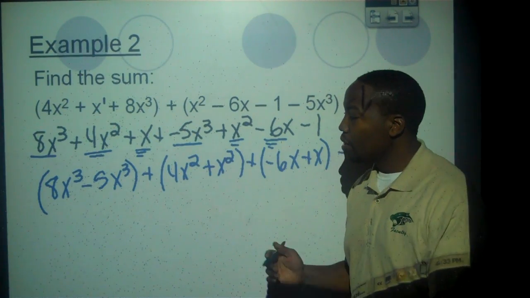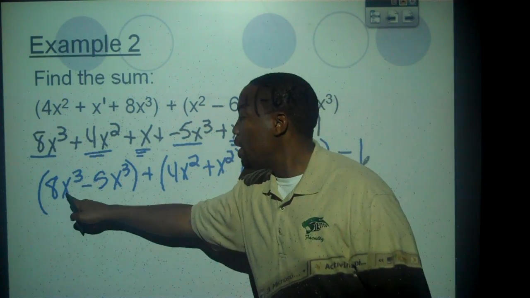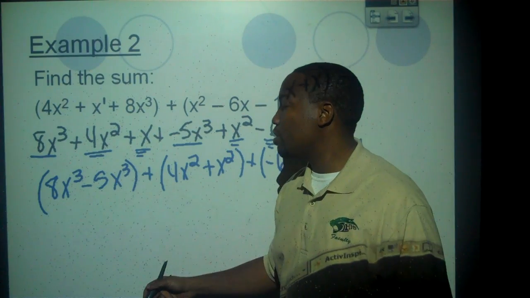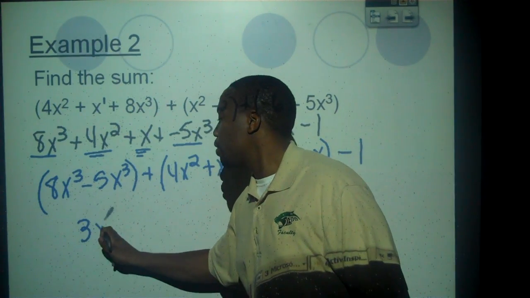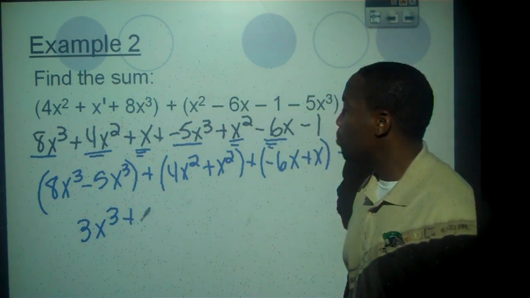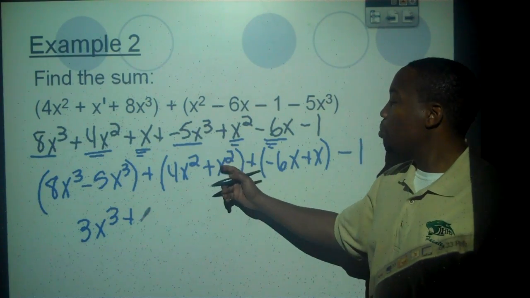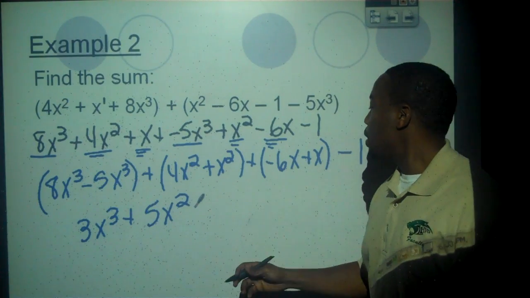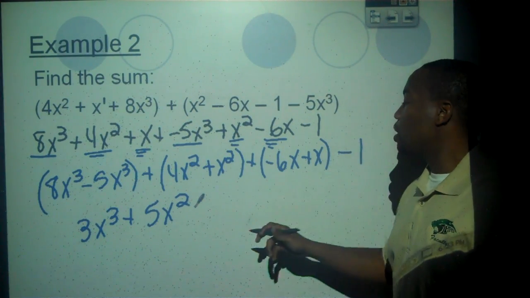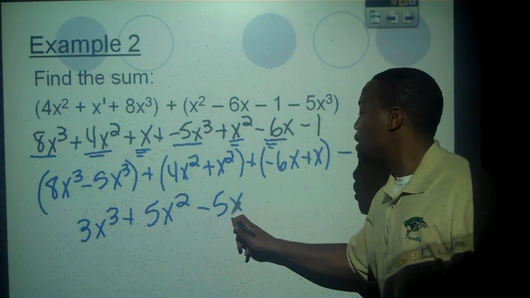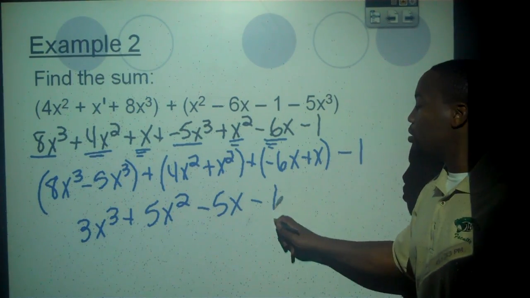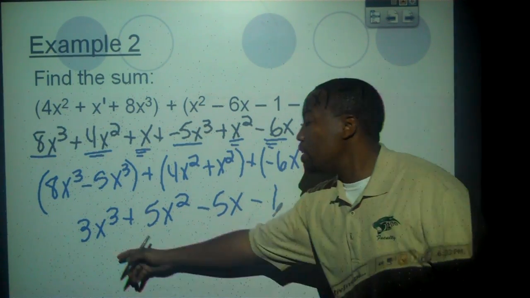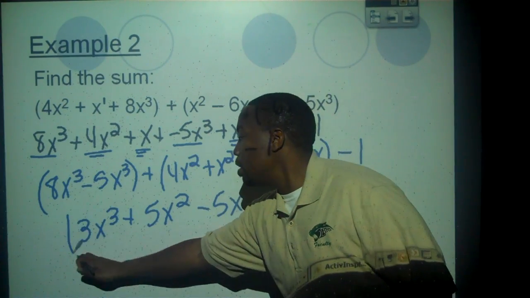Now, let's combine them together. 8x to the third minus 5x to the third just gives me my 3x to the third. Boom, done. 4x squared plus x squared will just give me my 5x squared. This right here, negative 6x plus x, would give me my minus 5x and my minus 1. And as you see, it's already in standard form, and I'm done.